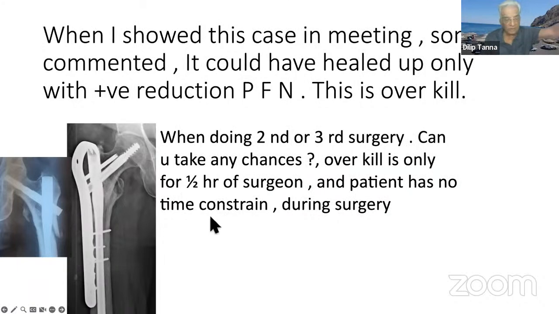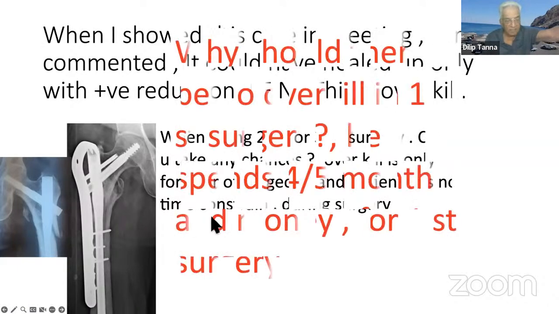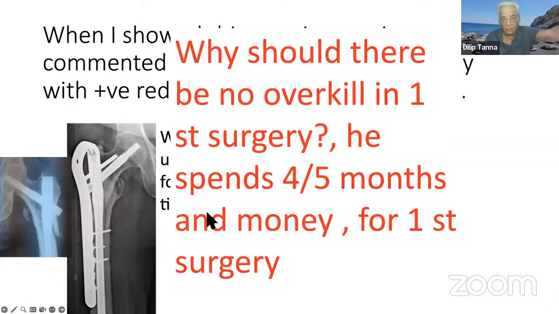And even if that is an overkill, I don't think there is any harm. Why should there be no overkill in the first surgery? He spends 4 to 5 months and the money in the first surgery. And if the second surgery is to be done, 6 to 8 months pass before the second surgery is done. So he will be away for about 8 months, 9 months or a year.